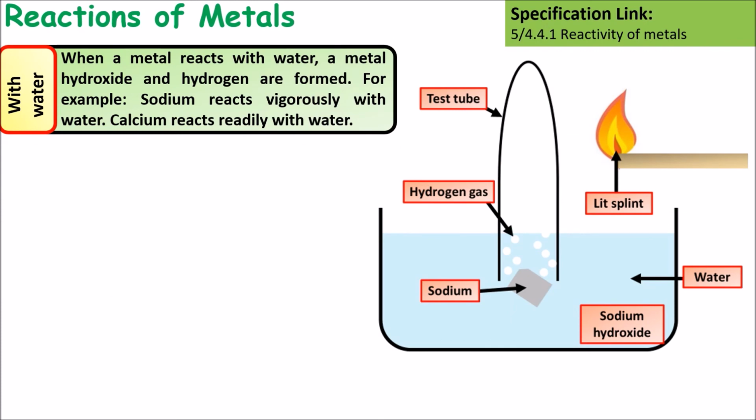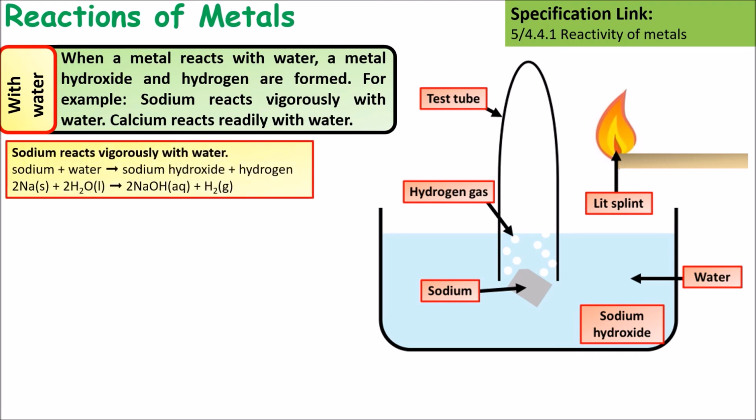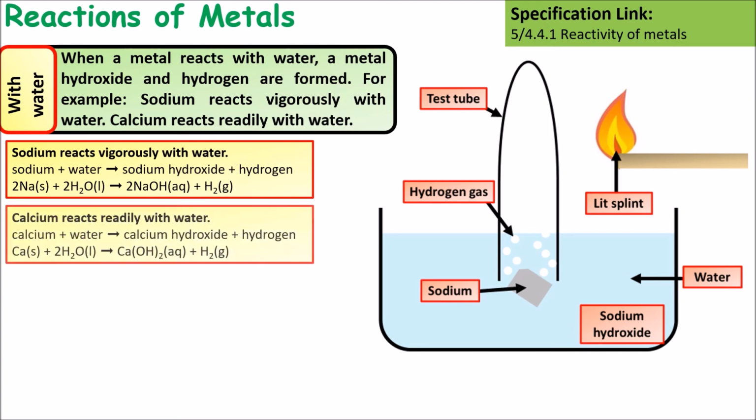When a metal reacts with water, a metal hydroxide and hydrogen form. So examples of this include when sodium or other group 1 metals react with water. So sodium plus water would form sodium hydroxide and hydrogen. Calcium would form calcium hydroxide and hydrogen.